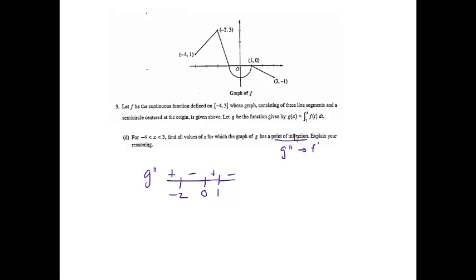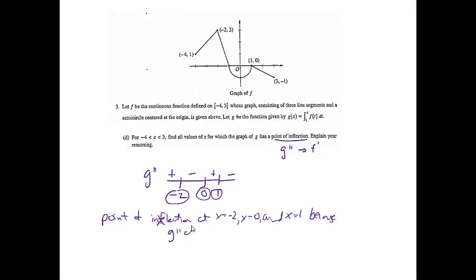Alright, so if I'm looking for points of inflection, wherever g double prime changes sign is where there'd be a point of inflection, so it would happen here, actually at all 3 of those points. So I'm going to put point of inflection at x equals -2, x equals 0, and x equals 1, because g double prime changes sign.